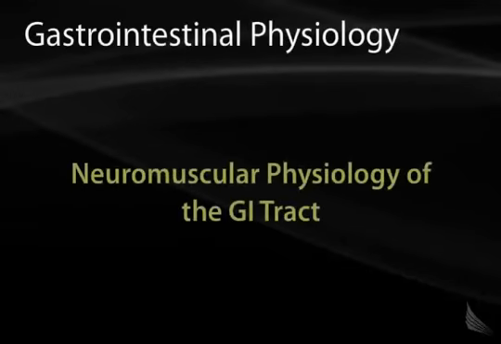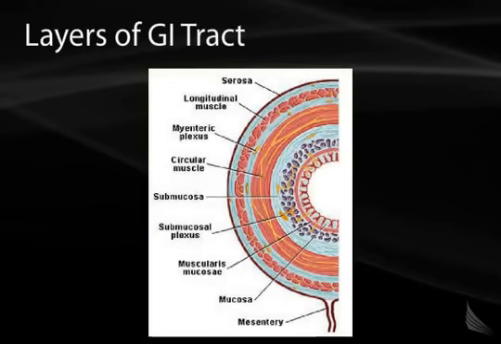In the next section, we'll be looking at the neuromuscular physiology of the gastrointestinal tract. In this section of the GI physiology module, we'll be looking at the neuromuscular physiology of the GI tract. Before we proceed, it's important to know the layers of the GI tract. It may be tedious, but this section is made much easier by remembering the different layers that are present.